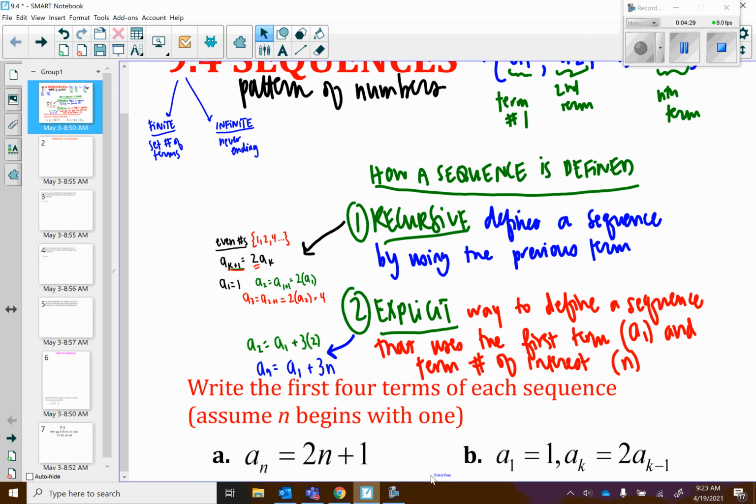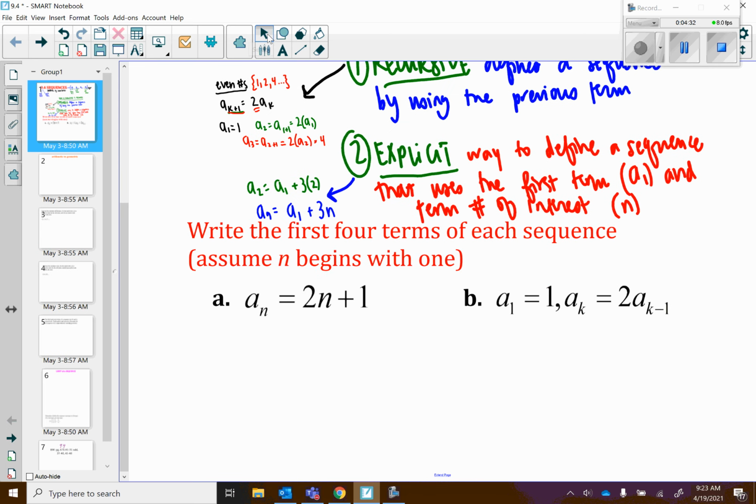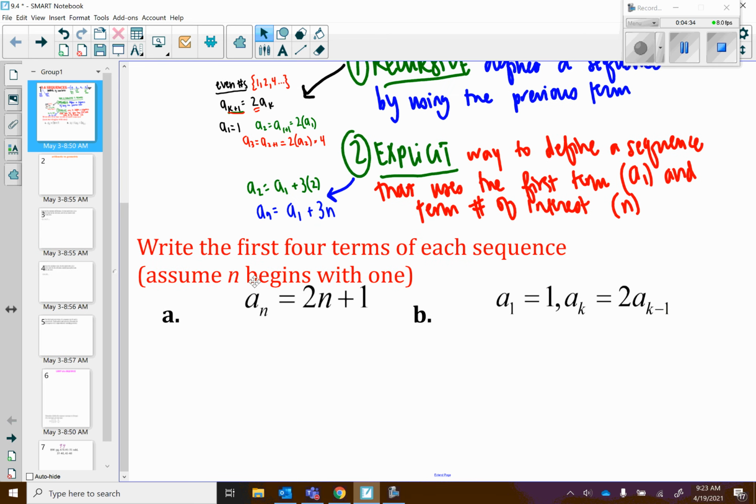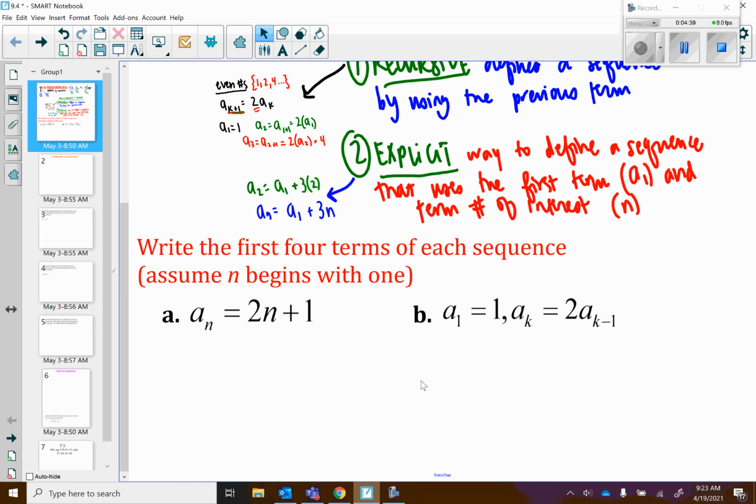If you would like, you can pause the video right now and write these in your notebook. These will be the first 2 problems we look at in class together, and they would be really good for you to have written down.